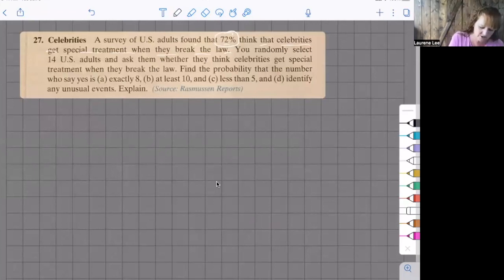Okay, so your first step is to identify that it's binomial. The next thing we're going to do is calculate our mean and our standard deviation. So the mean is n times p.